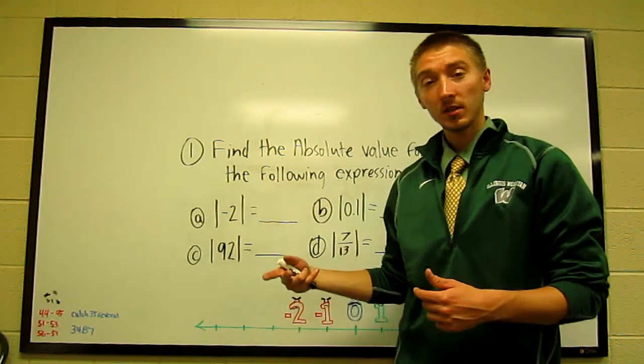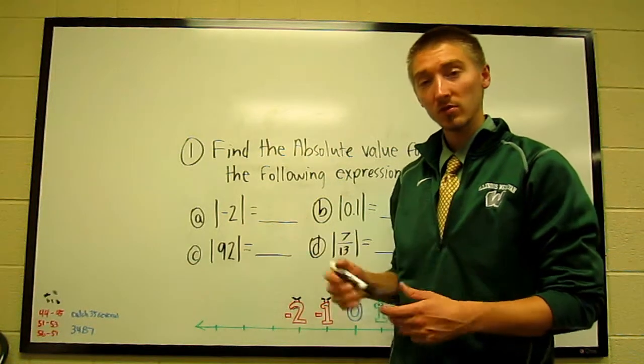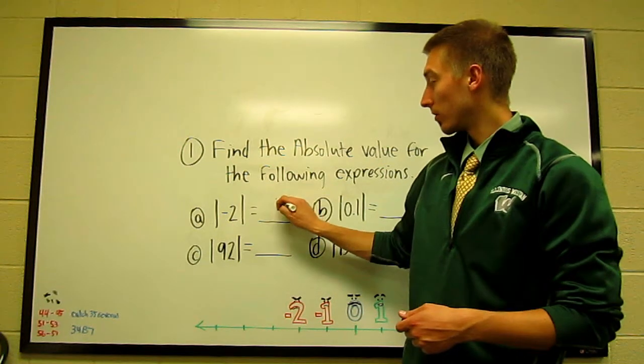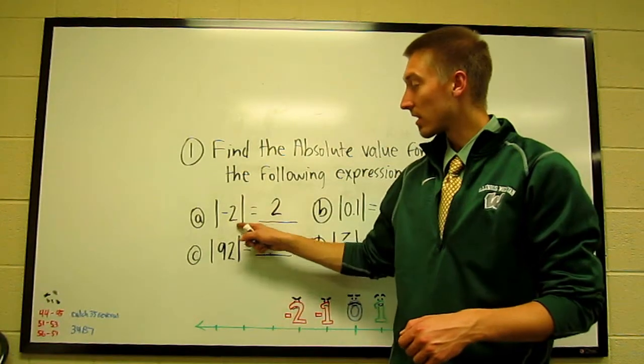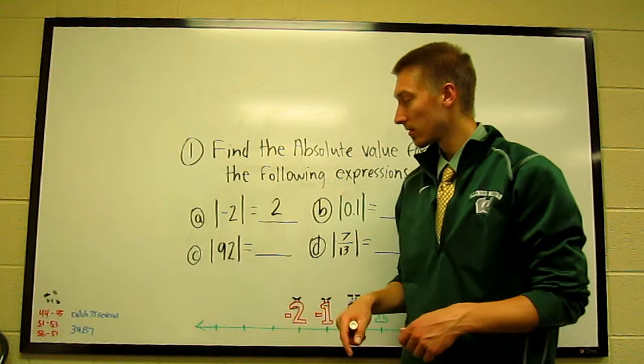Now, what I always think in my head is, how many units is -2 from 0? Because that's what the absolute value is doing. So -2 is going to be 2 units away from 0, okay? Another way you can think of that is you just take this number that's inside and make it positive. That's going to be our answer.